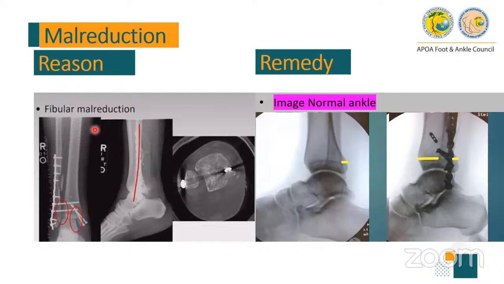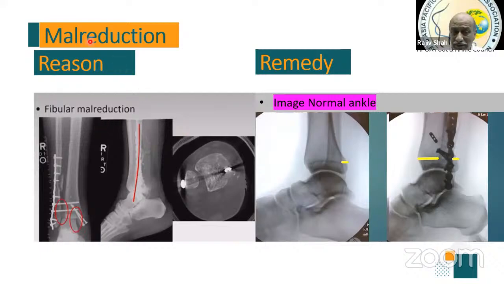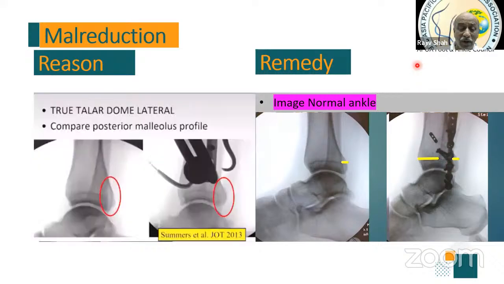So if you want to prevent fibular malreduction and thereby syndesmotic malreduction, the remedy is to image the normal ankle. Where is the fibula lying after reduction? The fibula normally lies in the posterior two-thirds of the ankle in a sagittal image.